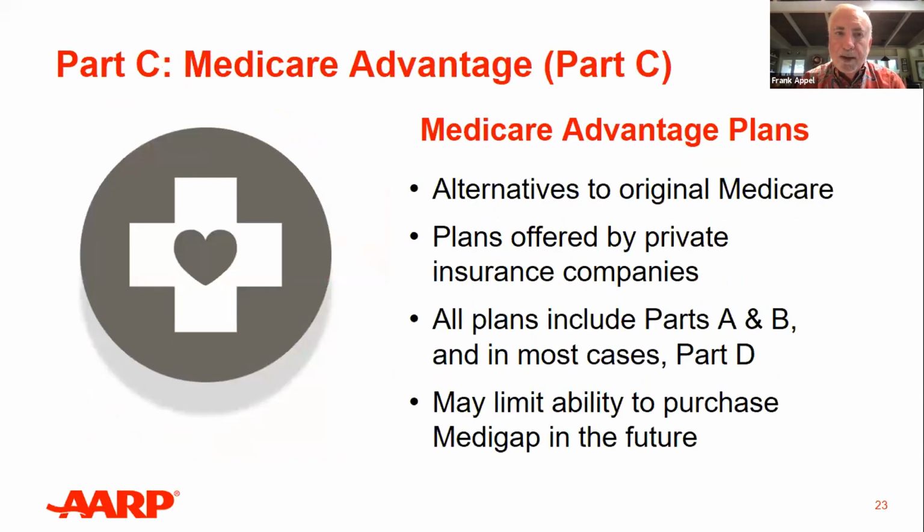Okay. The other choice that you get to make when you are receiving your Medicare benefits is to select a Medicare Advantage or Part C health plan as an alternative to original Medicare. These are plans offered by private insurance companies. It's very well regulated by Medicare. All of the plans include Part A and B, and nearly all of them, and I think, in fact, all of them here in Hawaii, do include Part D.